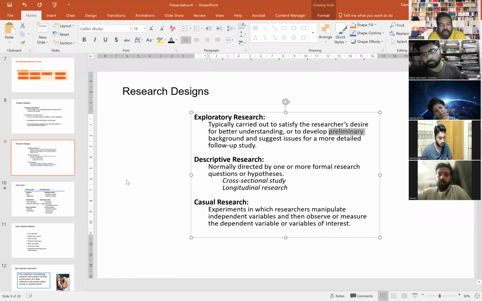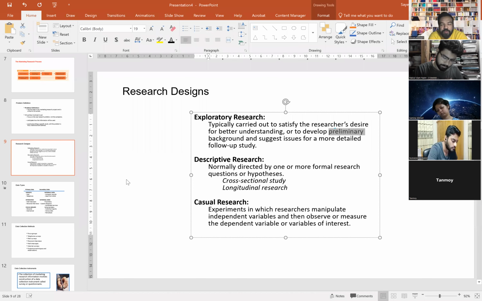In another way, research can be looked at as qualitative research and quantitative research. Qualitative research is purely driven by primary data, where we collect the data from the consumer, their fresh opinion and perspective. Descriptive research is a little bit of both. It could use qualitative data and a quantitative or qualitative methodology as well. It is normally directed by one or more formal research questions or hypotheses. So yes, there will be a little bit of hypothesis as well.